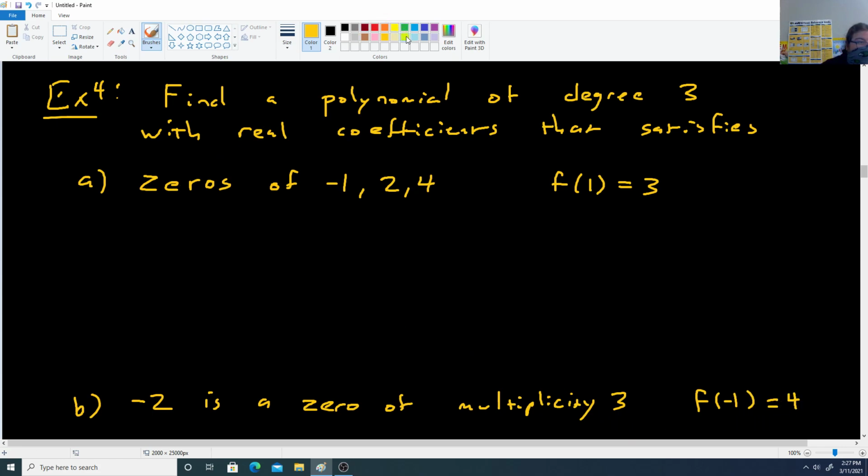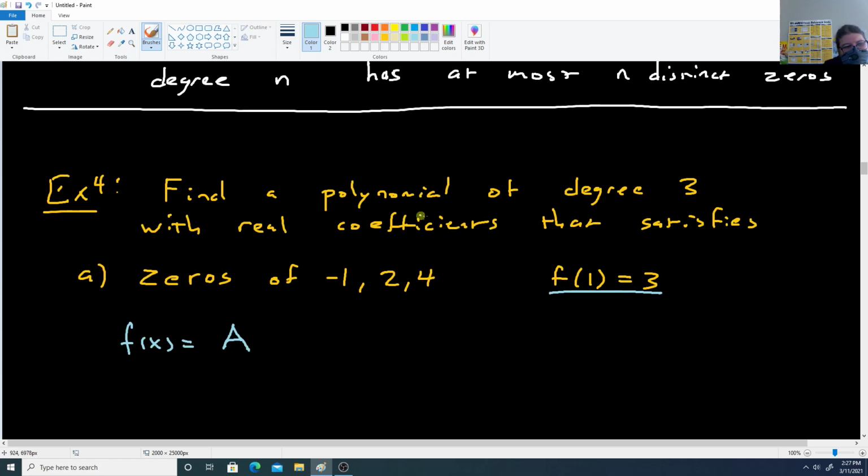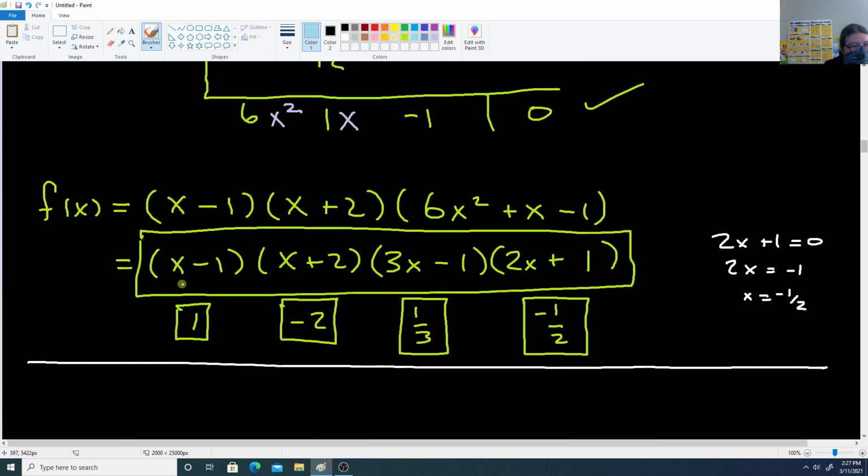So to solve this, we're going to write out our function. We'll say f of x equals, when you have a statement like f of 1 equals 3 or f of -1 equals 4, we're going to have to include a leading value a that we have to calculate. So we're just going to put an a down, because f of 1 has to equal 3. And then for each of these zeros, we're going to create a factor that created the zero. We're going to use the same idea we used up here: 1 came from the factor x minus 1, -2 came from the factor x plus 2, a third came from 3x minus 1, and -1/2 came from 2x plus 1.